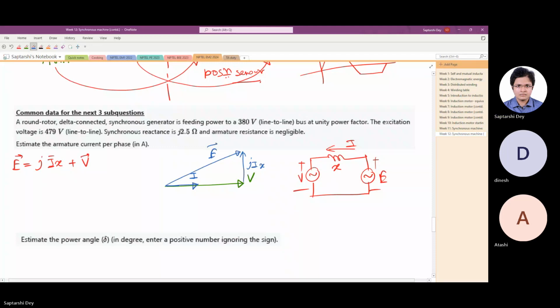Now the question is to estimate the armature current per phase. Okay, what do we have? We have all the values, don't we? Let us see, excitation voltage 479 is given, synchronous reactance is given, armature.